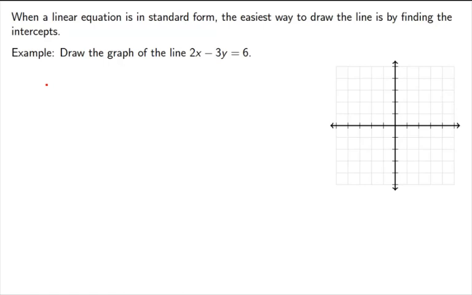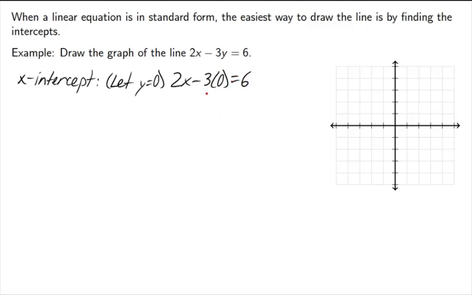For this example, what I'm going to do is look for the x-intercept, and that means let y equal 0. I get 2x minus 3 times 0 equals 6. So 2x equals 6, meaning x equals 3. Alright, so 3 is not the answer though. 3, 0 is the x-intercept.